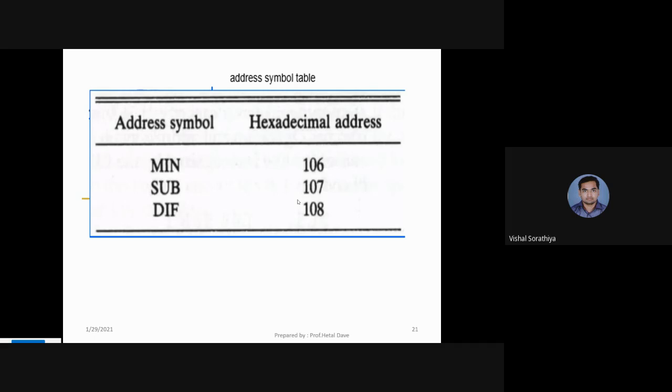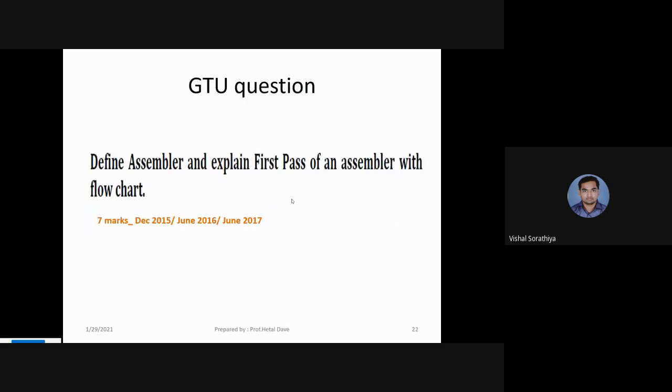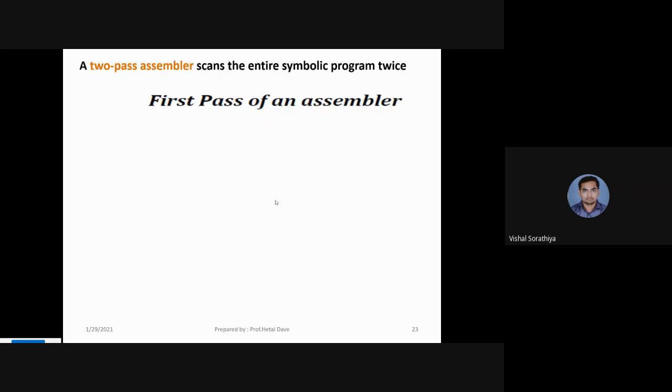Okay. If we talk directly about GTU related questions, this type of question has been asked several times in GTU: define assembler and explain the first pass of the assembler with the flowchart. This is an important question. It was asked three times, in 15, 16, 17 continuously, and maybe in 18 too, but I have not included that. In the last 4 years, this 7-mark question was asked 3 times. So what would be the answer for the first pass?